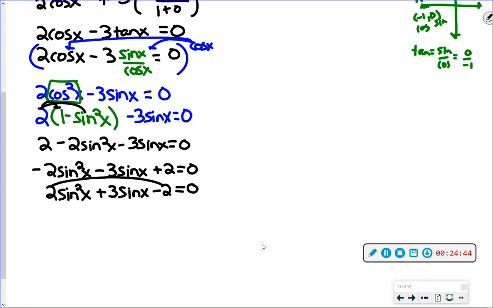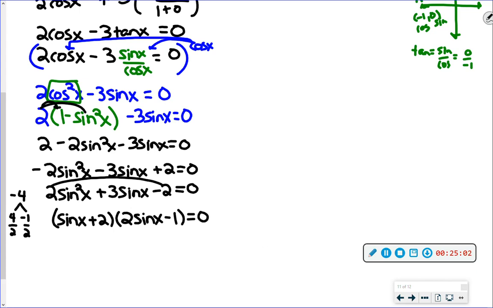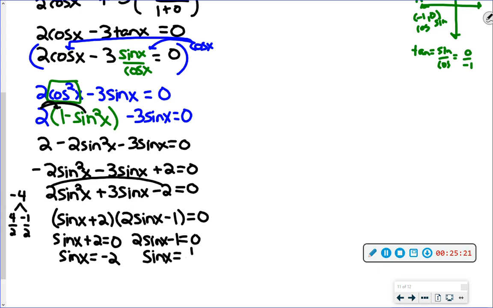So I'm going to do the factoring on the side. 2 times negative 2, and we have to add up to 3. And I'm going to divide these both by our lead coefficient. So my first factor, 4 over 2, 2. Sine of x plus 2. My second factor, the denominator goes in front of the variable. Okay, we've got it in factored form. I set both factors equal to 0. Now, first one, I'm going to subtract 2 over. Second equation, we're going to add 1, divide by 2.